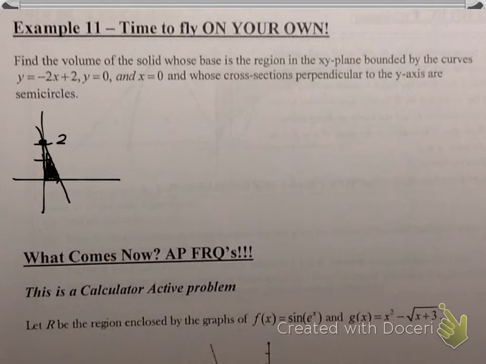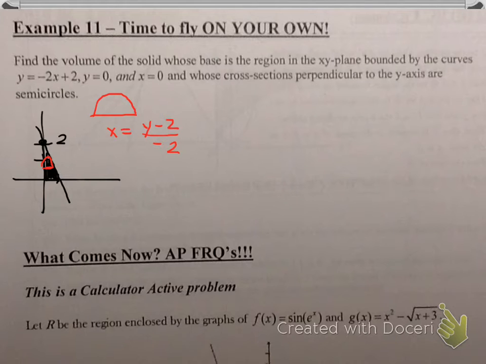Now, they then tell us that we are dealing with perpendicular cross-sections to the y-axis, and these are semicircles. So think of it this way. The diameter of these semicircles lies perpendicular to the y-axis. So we're thinking of it like this, which means first and foremost we need to change this in terms of y. So x is going to equal y minus 2 over negative 2.